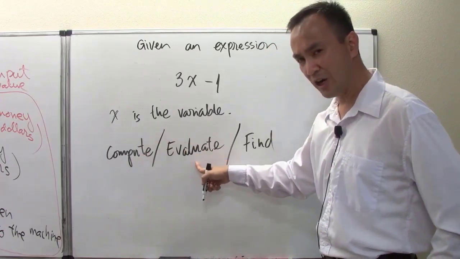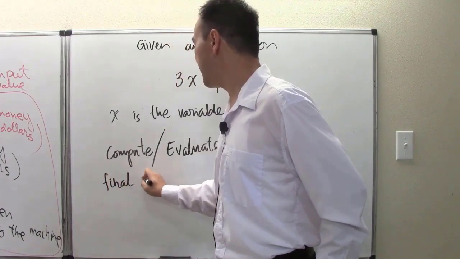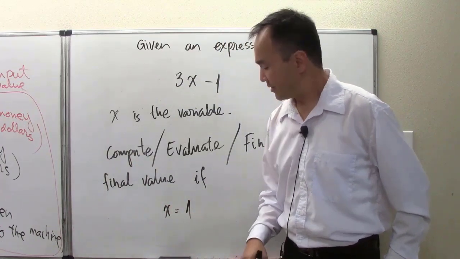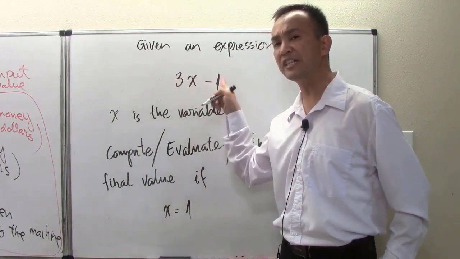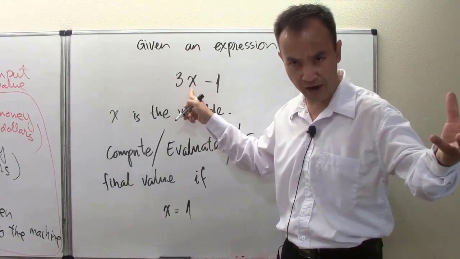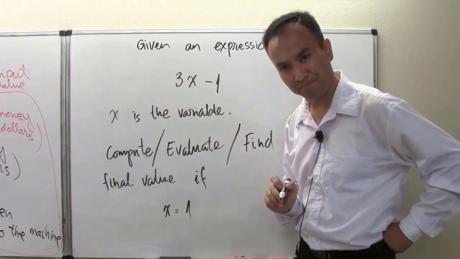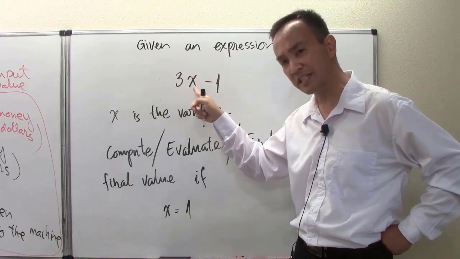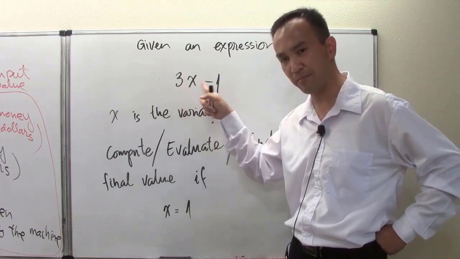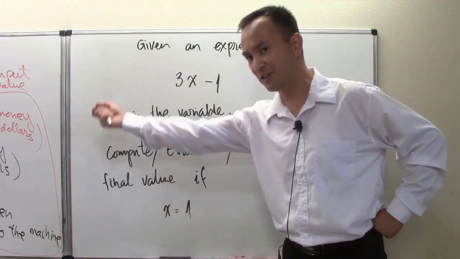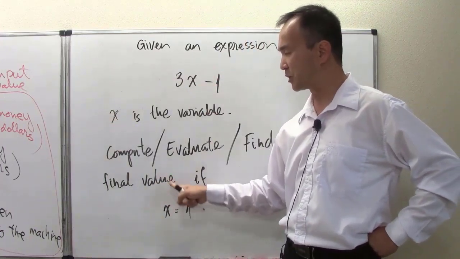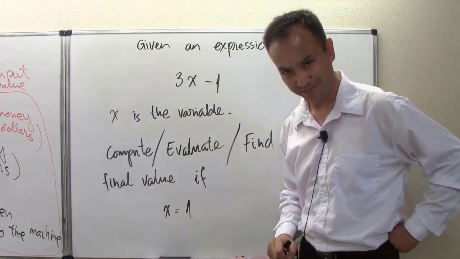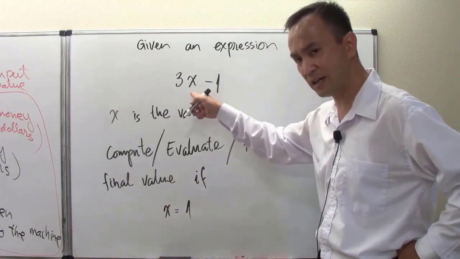So now, how about we compute, or evaluate, or find the final value if x equals 1. This expression is only a general expression that says, anytime you know the value for x, you multiply x by 3 and subtract 1. But now we're not generally looking at the expression anymore; we want to come up with a final numerical answer when x specifically equals 1.